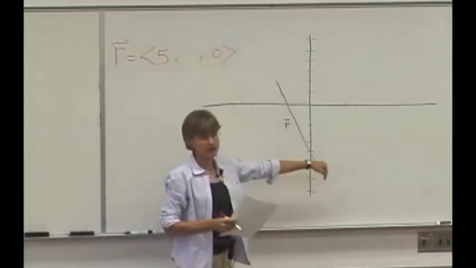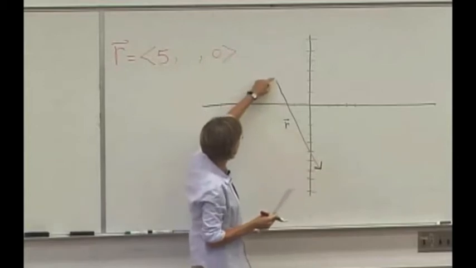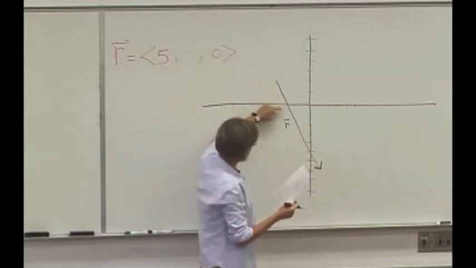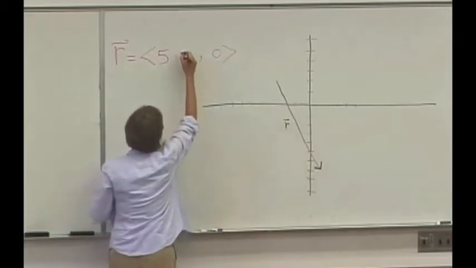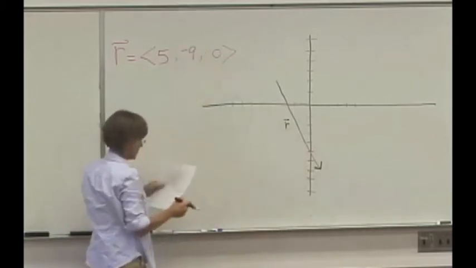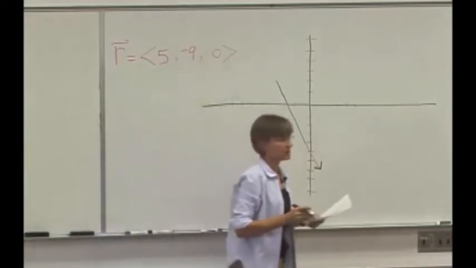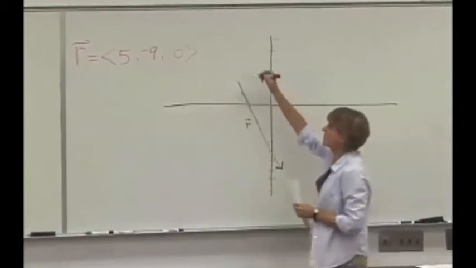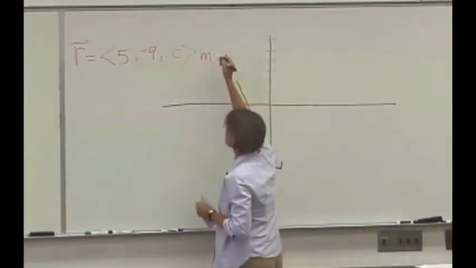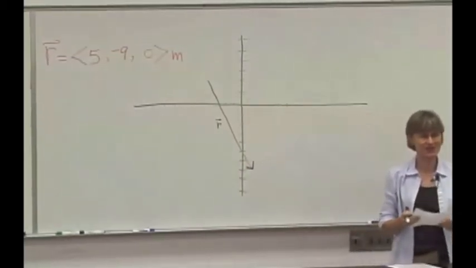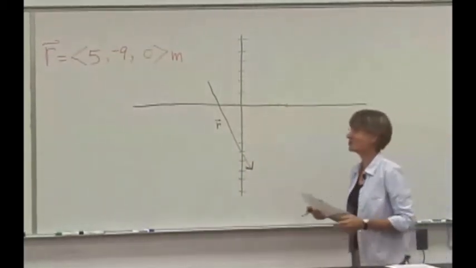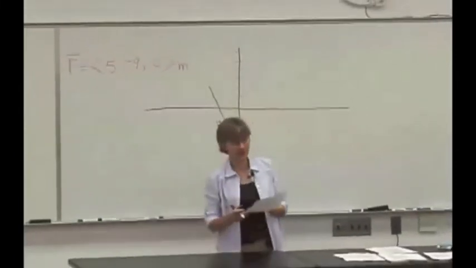The y component is negative, so we have 1, 2, 3, 4, 5, 6, 7, 8, 9, so it's going to be a negative 9, 0. And as one observant student pointed out, this really ought to have units. And so my bad, I should have put units on it. You should have put meters on it. So those are the components of the vector r.